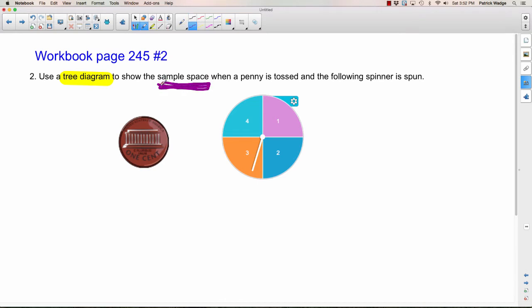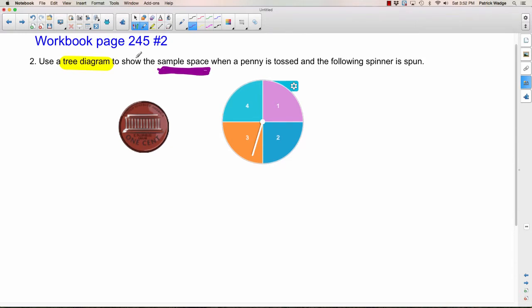So in this question, we're going to start by just finding the sample space. And it asks us to make a tree diagram. So this is right out of your workbook. It's on page 245, number 2. You can write it in there if you want. You certainly don't have to.